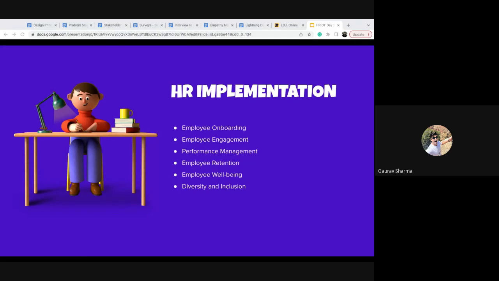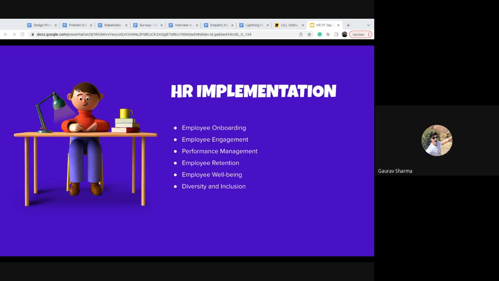Again, we've started working on some of these, but are they implemented in the true sense, or are they just implemented for the sake of implementation? There are always right intentions to do things, but again, there is always room for improvement. So what is that improvement that we can do in order to make sure that the employees have a well-being that is expected by both the employer as well as the employees?